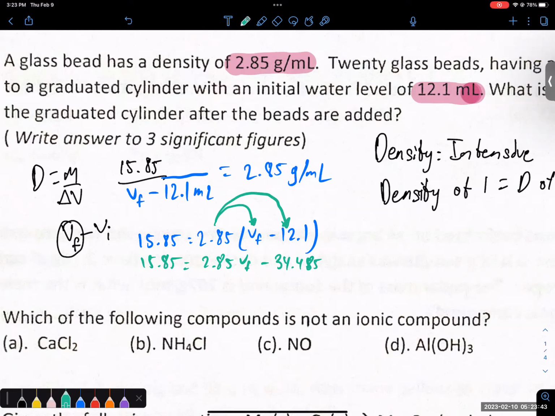And then what we've got to do from this point forward is solve for our VF. So we're going to add 34.485 to both sides. 34.485 plus 15.85, we'll get a value of 50.335 equals 2.85 VF. Now, what's our final step to get the final volume? Yeah, divide both sides by 2.85.